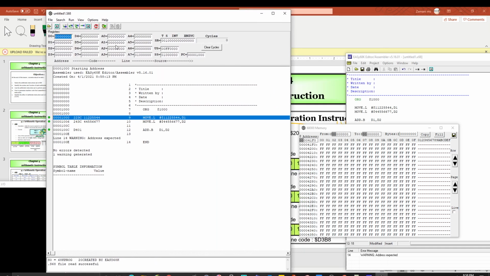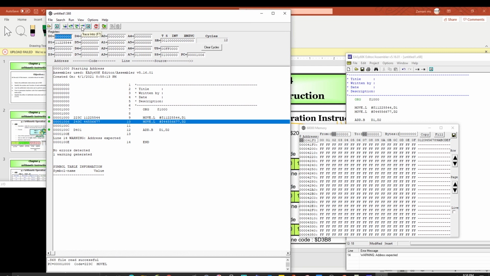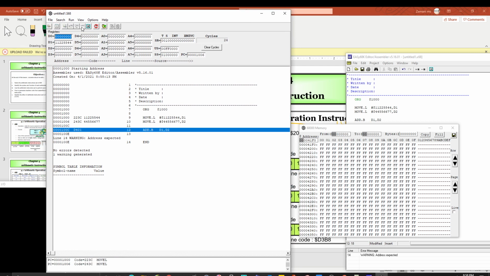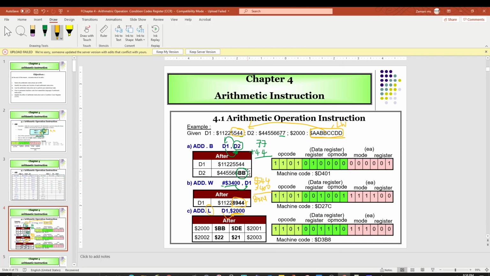So run it line by line. Move this number to D1, then you have this to D1 D2, then you're going to add the byte size D1 D2. So the final will be saved at D2. Look at the answer over here. Then the latest one is 445566BB. So it's the same thing in these slides.